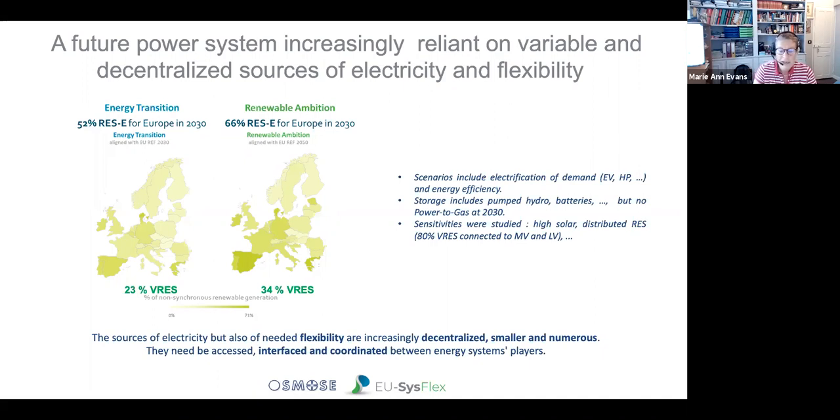So we're progressing here. You can see the core scenarios of EU-SysFlex, from energy transition to renewable ambition, with an increasing share, not only of RES in the power system, but as you can see below in the figures, more than half of it in the renewable ambition scenario is variable and decentralized generation, with different levels of development depending on the countries, and so different impacts depending on the countries.